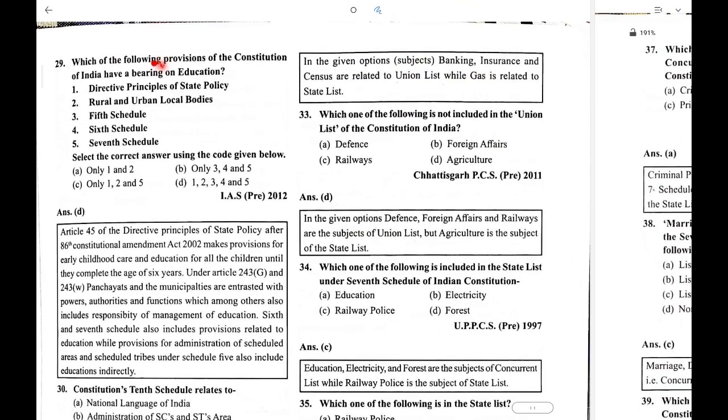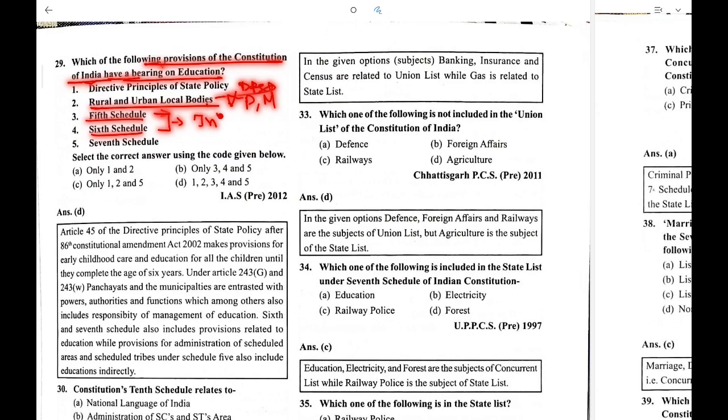Now, which of the following provisions of the constitution have a bearing on education? So DPSPs and rural and urban local bodies, that is panchayats and municipalities. 5th schedule, 6th schedule, both are related to tribal areas. And the 7th schedule contains the list of union, state and concurrent subjects. So all have the bearing.